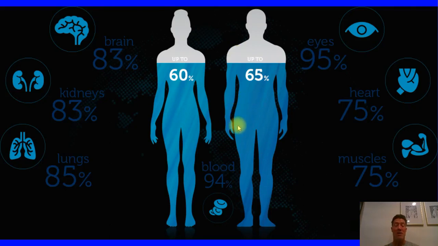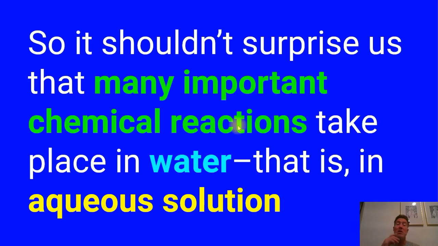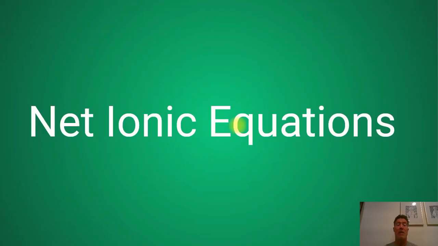So water is hugely important, and so it shouldn't surprise us that many important chemical reactions take place in water, and the fancy name for that is in aqueous solution. Many things dissolve in water, and therefore many reactions take place in water. So that takes us to the concept of net ionic equations.